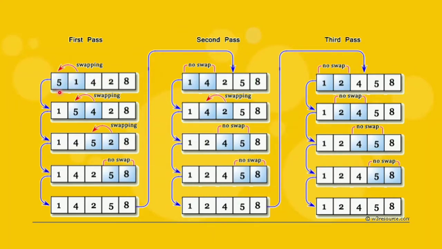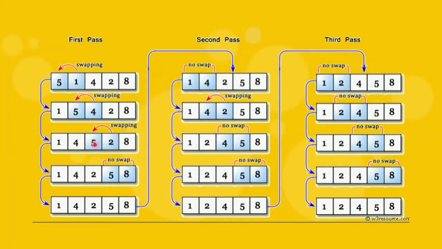We will begin with our first number, that is 5. We will compare, is 5 greater than 1? Yes, it is greater than 1. So we will swap, and it will result in 1, 5 and the rest of the array. Then we will compare 5 with 4. Is 5 greater than 4? Yes, so again swapping will happen. In the next step, we will have 1, 4 and 5.